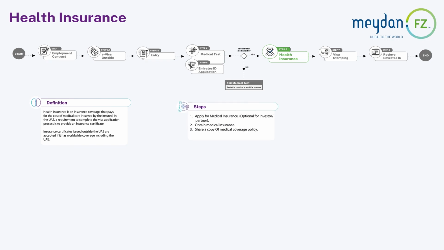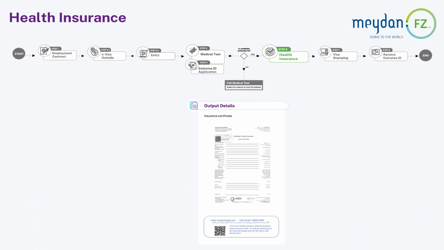Steps to apply for medical certificate. Apply for medical insurance. Obtain medical insurance. Share a copy of medical coverage policy. Highlighted as an example of insurance certificate which, once issued, must be submitted on the portal.